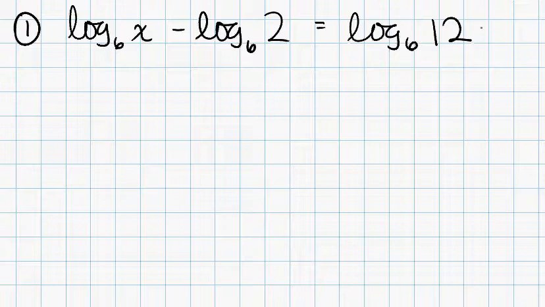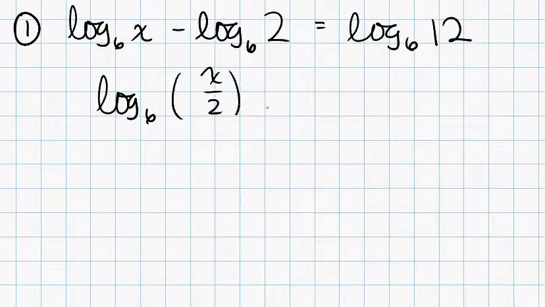So the right-hand side is just one logarithm with a number. So we're going to ignore it for a moment. Look at the left. Of your 3 properties, which one does this match? Is it a product, a quotient, or a power? Subtraction is the quotient property. So we're going to rewrite this as log base 6 of the quotient x over 2.